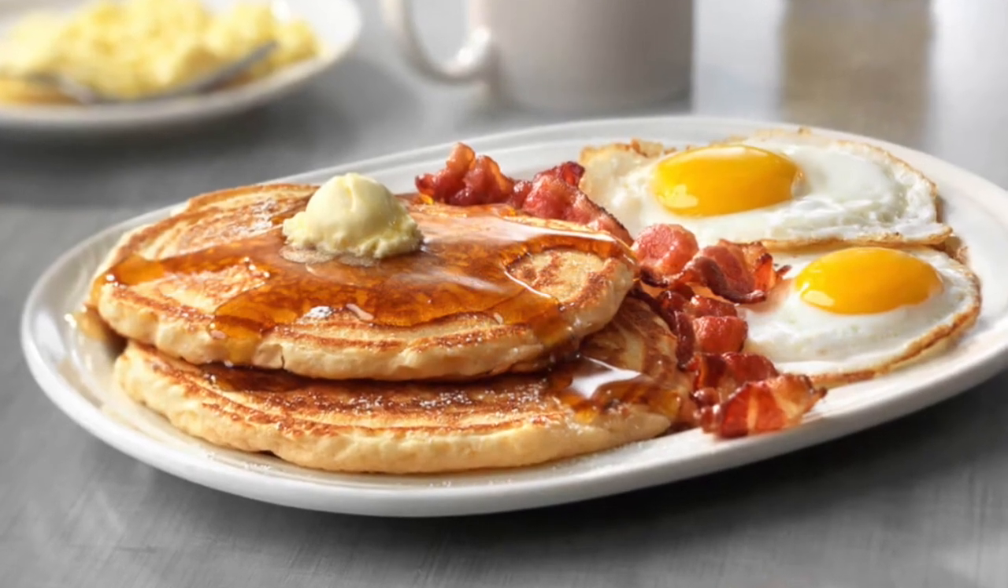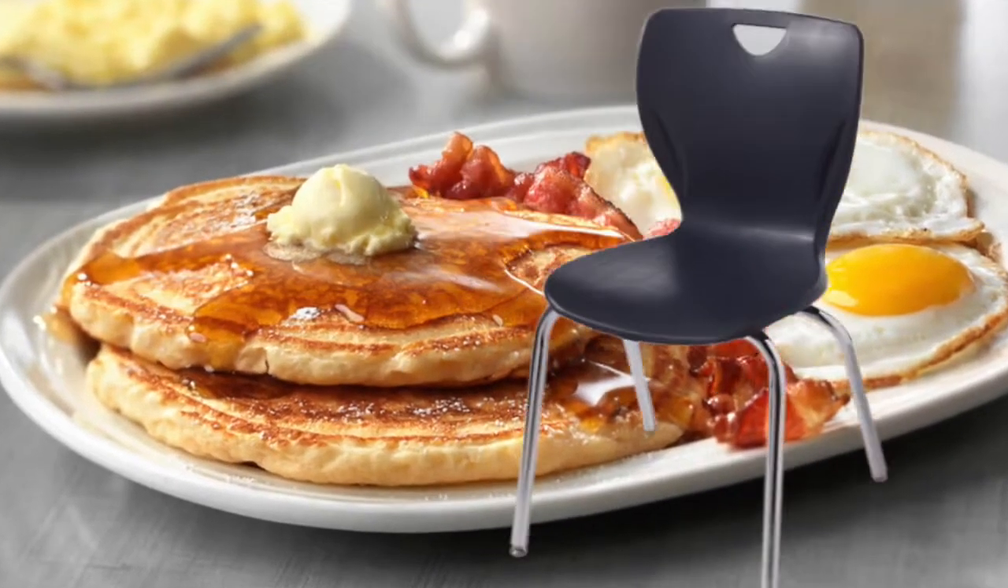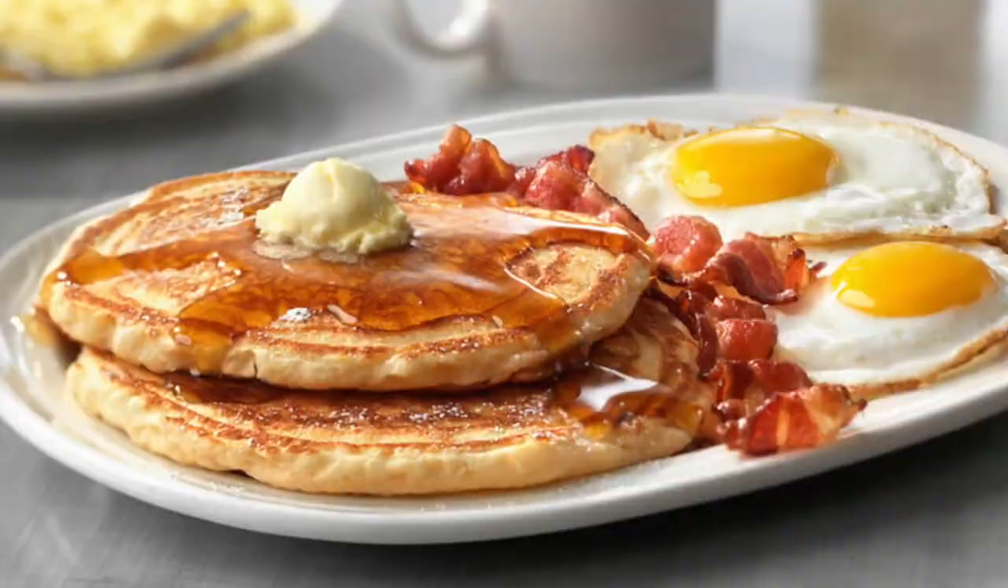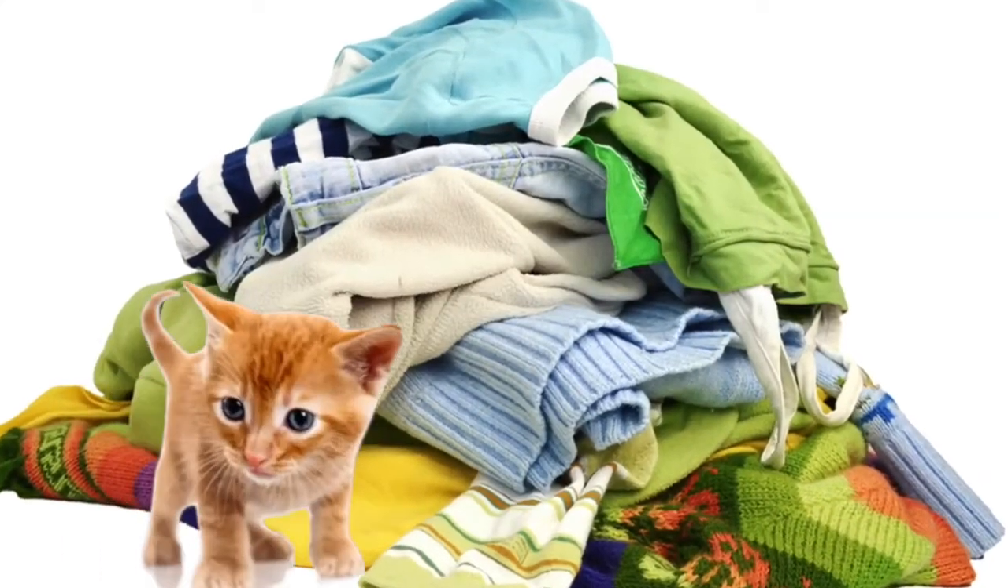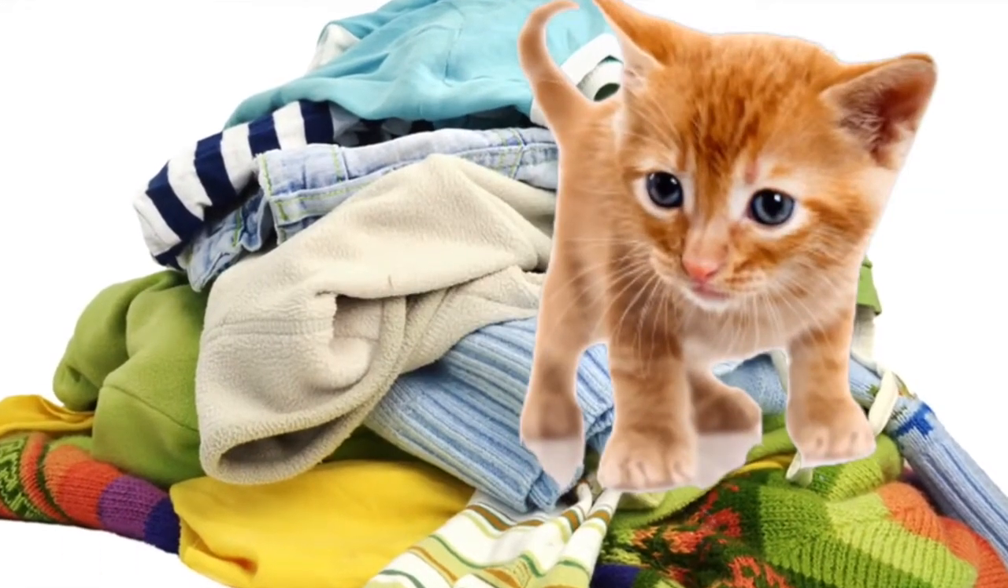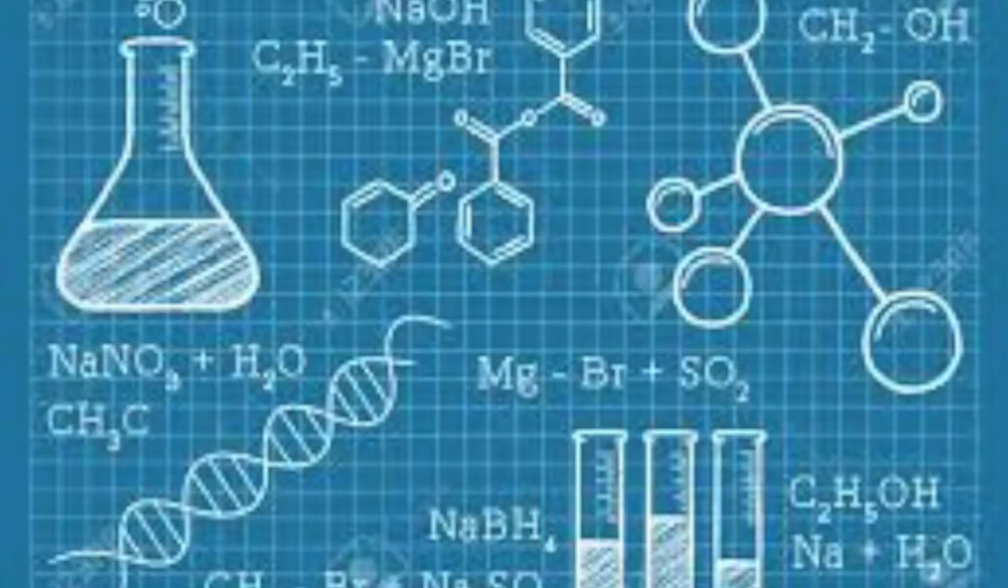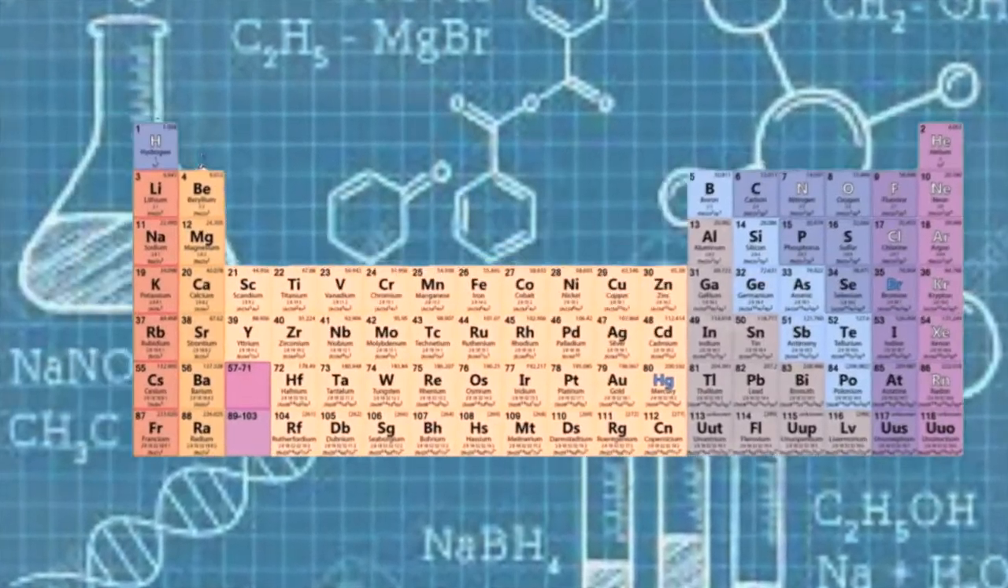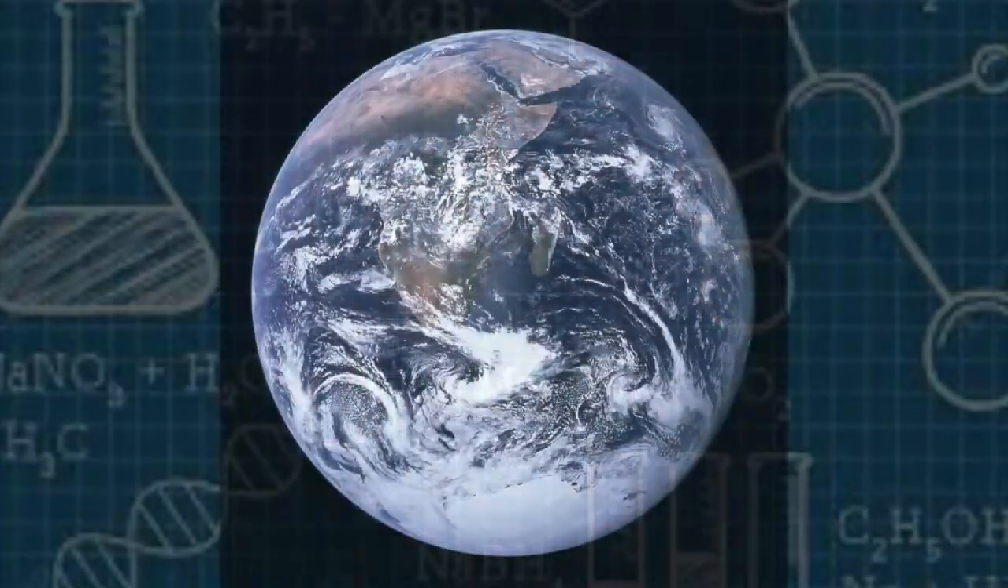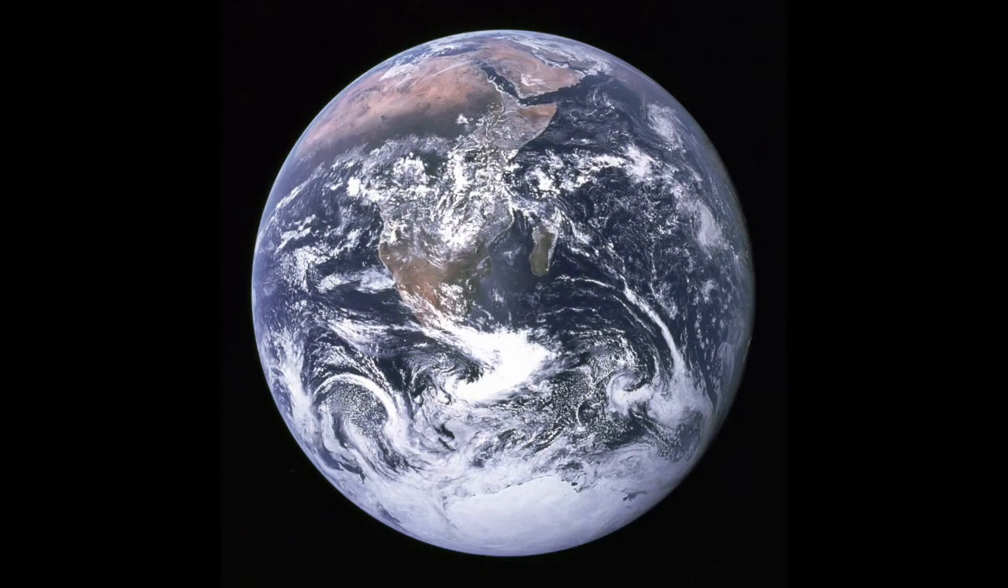Did you know that your breakfast and your chair have something in common? That your clothes and a cat have something in common? Can you guess what it is? They're all made from chemical elements. These 94 naturally occurring chemical elements make up everything on Earth.